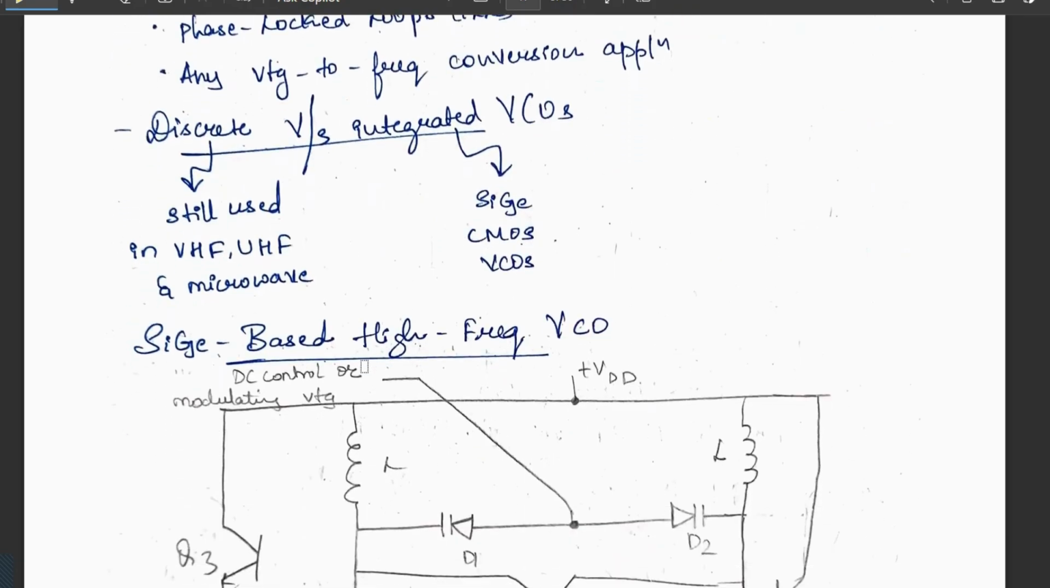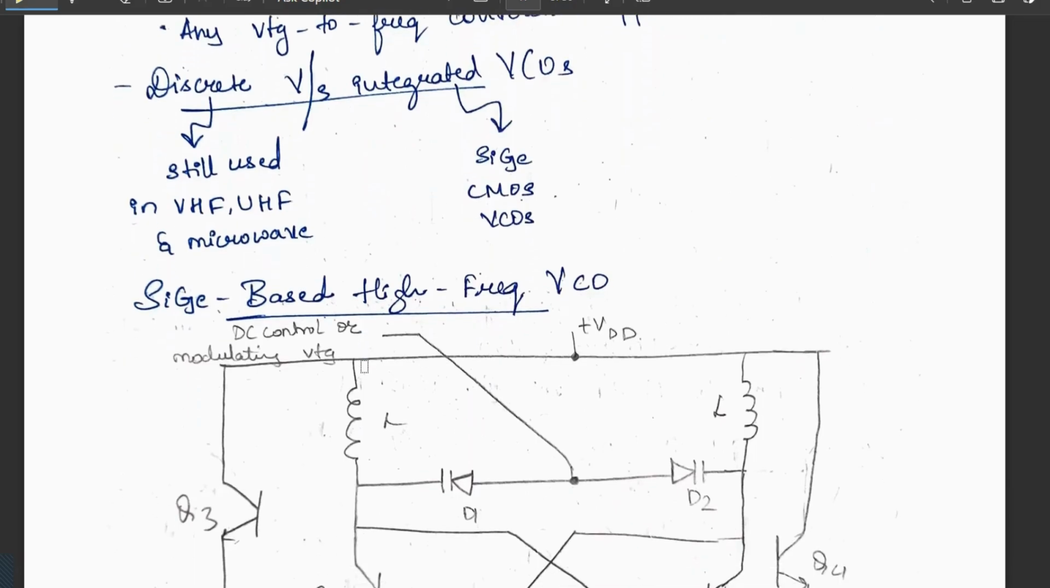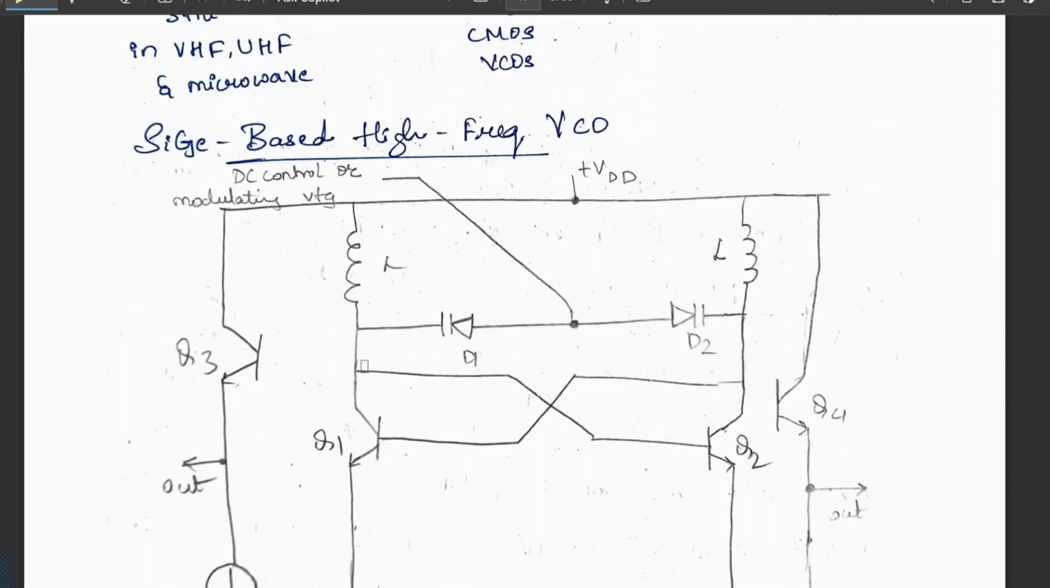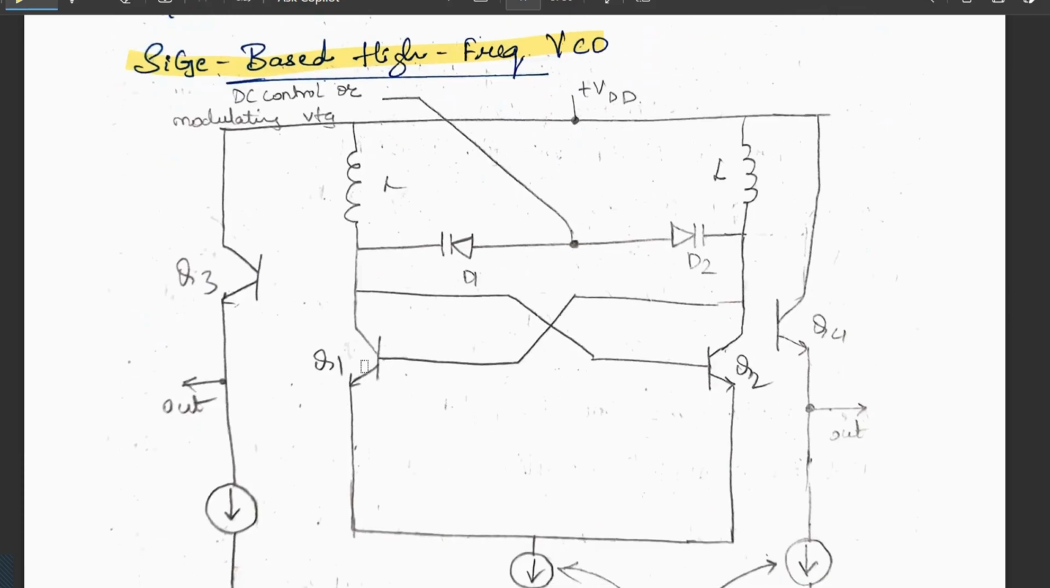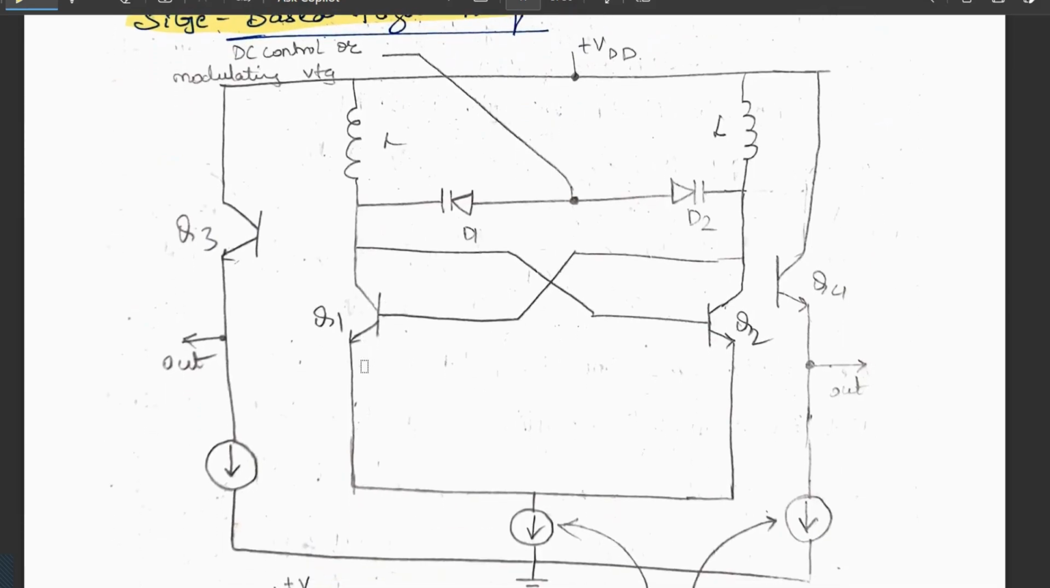So, discrete versus integrated VCO. Discrete is still used in the VHF, UHF and microwave ranges. Integrated VCOs use silicon, germanium and CMOS. Here we'll be discussing the silicon germanium based high frequency VCO. For this, the circuit diagram is very easy.